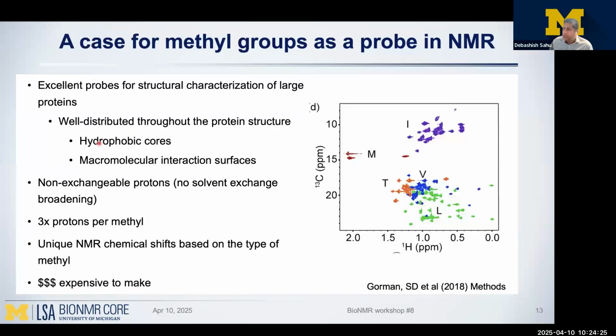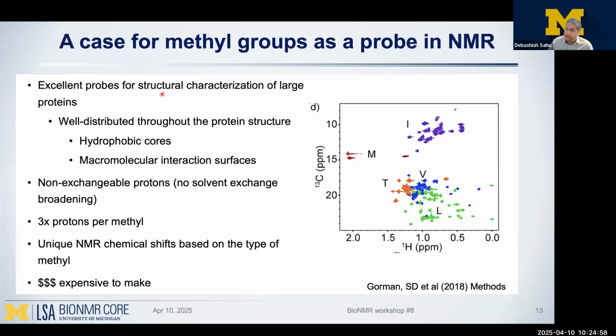Again, here I want to make a case for methyl groups as a probe for NMR. These are excellent probes for structural characterization of large proteins. Why? Because they're very well distributed throughout the protein structures. They are pretty much everywhere. They're in the hydrophobic core, they're in your macromolecular interaction surface, and I will bring these two up every time, okay? This is a very good feature of these methyl containing amino acids because they're everywhere.